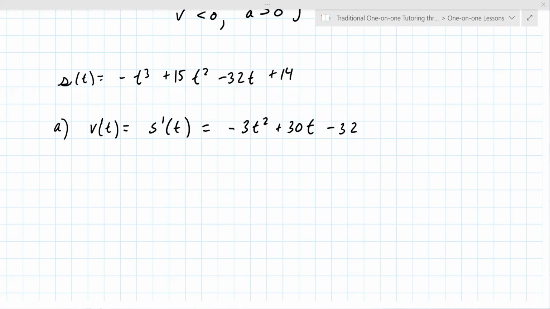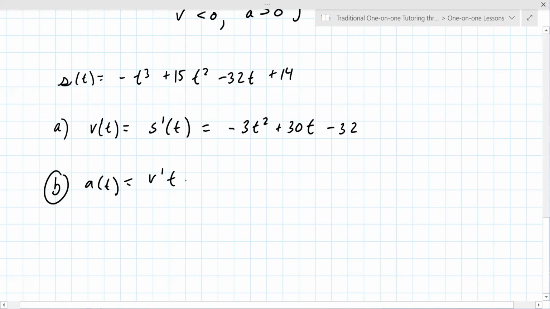So whether you do it in this step or not, you're most likely going to have to take yet another derivative. Oh, and that is part B. So part B is to find the acceleration. Acceleration of t is the derivative, I'm sorry, it's v prime of t or s double prime of t. So that's minus 6t plus 30 equals 0.